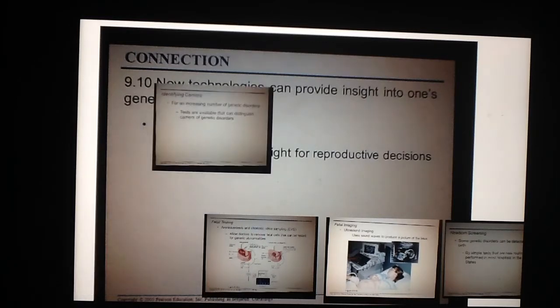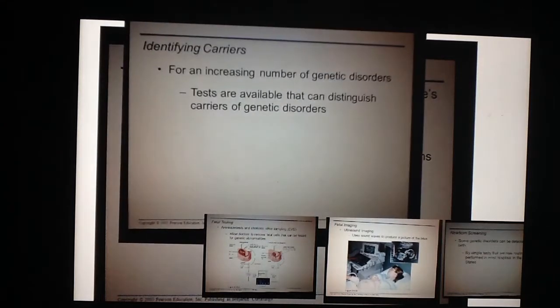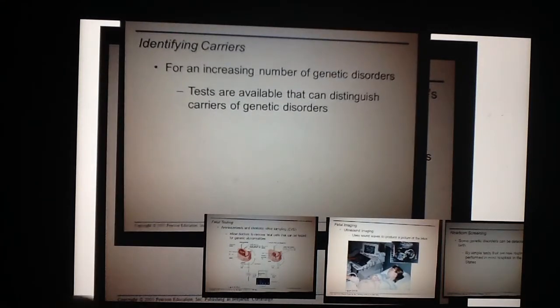So one of the major things that happens when we do genetic testing or screening before somebody reproduces is we're just trying to identify what are the possible genetic disorders that you might carry, not have, but carry. And does your partner carry them as well? And then what is the probability that you would create an offspring that has that genetic disorder?